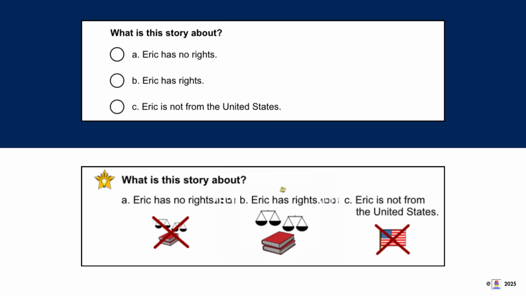Next question. What is the story about? A. Eric has no rights. B. Eric has rights. C. Eric is not from the United States. The correct answer is B. Eric has rights. We can figure this out by also looking at the title of the story. Eric's Rights, Eric's Choices, which tells us the story is about Eric's rights if we did not remember what we read.